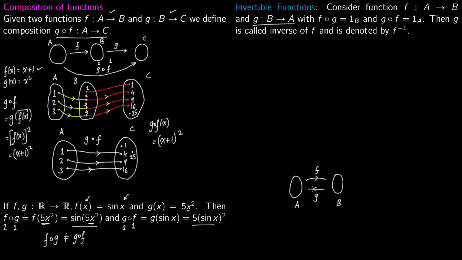So if you first apply g and then you apply f, so if you first apply g, you go from b to a, then you apply f and you come back to b, it is the same as applying the identity on b. And if you first apply f, then you apply g, you land back in a. So this is the same as identity on a. Then g is called the inverse of f and is denoted by f inverse.